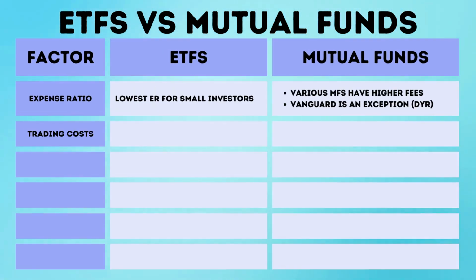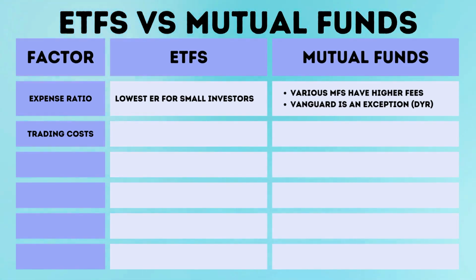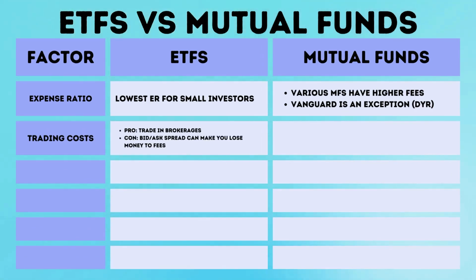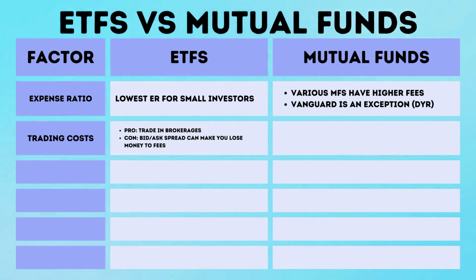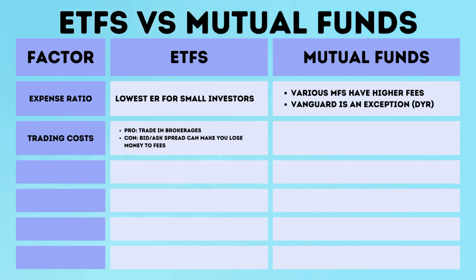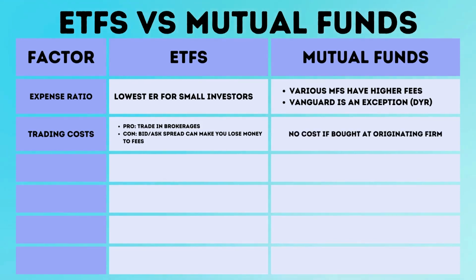The second is trading cost. For ETFs, the pro is that they trade in brokerages. The con is that they have bid-ask spreads, which means that it can potentially cause you to lose money, to lose fees, but it can be negligible if you focus on quality ETFs that most people buy and hold. Mutual funds, on the other hand, if you buy it at the originating firm, they usually have no trading costs.